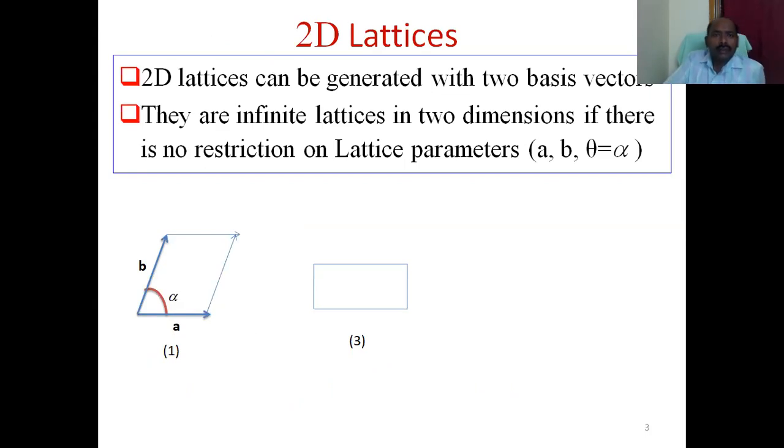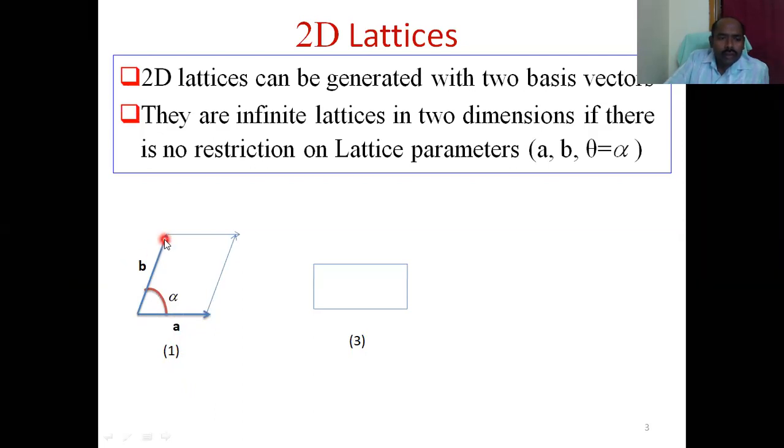Now 2D lattices. It is generated with a repetition of lattice points along two basis vectors. Here I am showing: one lattice point we keep, and one more lattice point here. So this is along the x-axis. If we keep another lattice point at the same distance, here we will have a lattice point. Similarly, along the y-axis, here one lattice point is there.